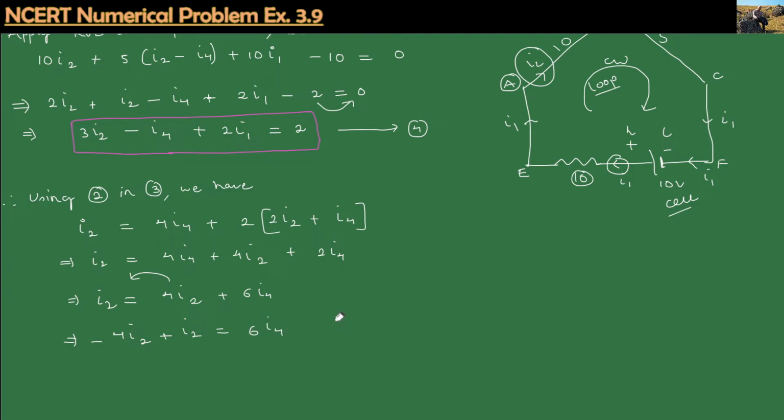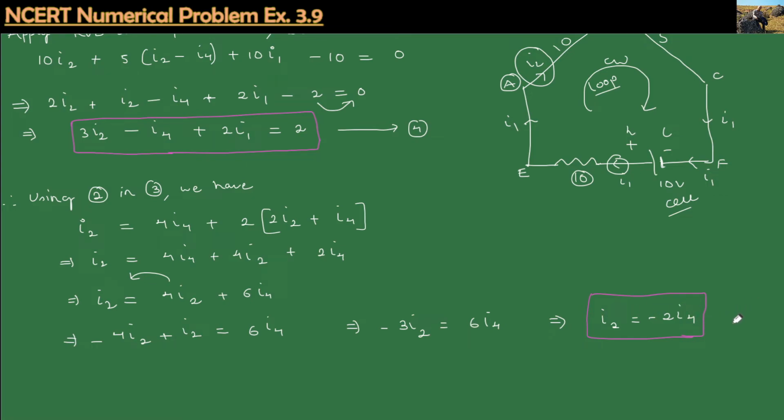So if we solve, the left hand side with 4 minus 1 will give you 3I2, and this will be equal to 6I4. Dividing both sides by 3, we will get I2 equal to 2I4. Since we have the negative sign over here, multiplying both sides by minus, we get negative 2I4. If we know the value of I4, then we can find the current I2.